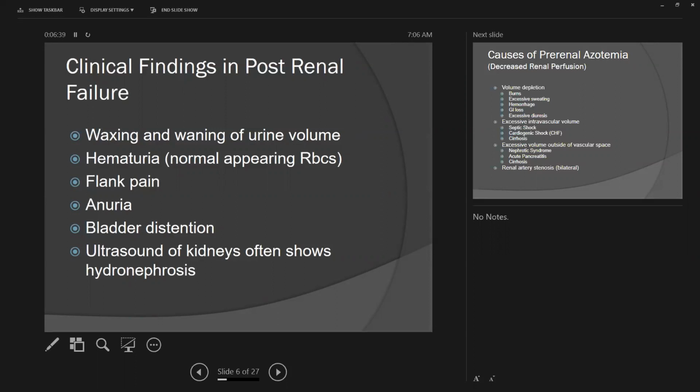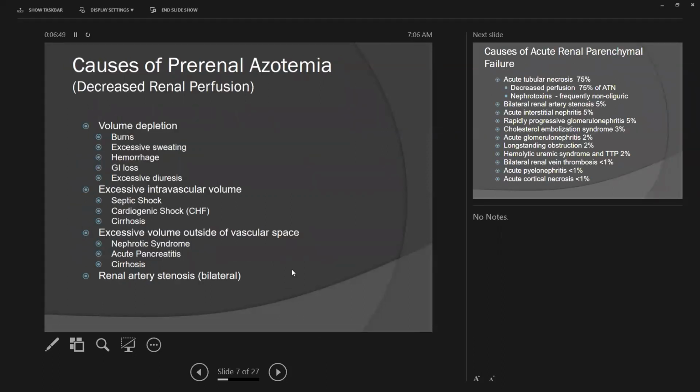And just palpate the abdomen. We have our bladder scans now that anybody can do on any floor. And an ultrasound, of course, usually shows hydronephrosis. All right, so much for post-renal acute kidney injury. Pre-renal azotemia, we probably see more often than we recognize.